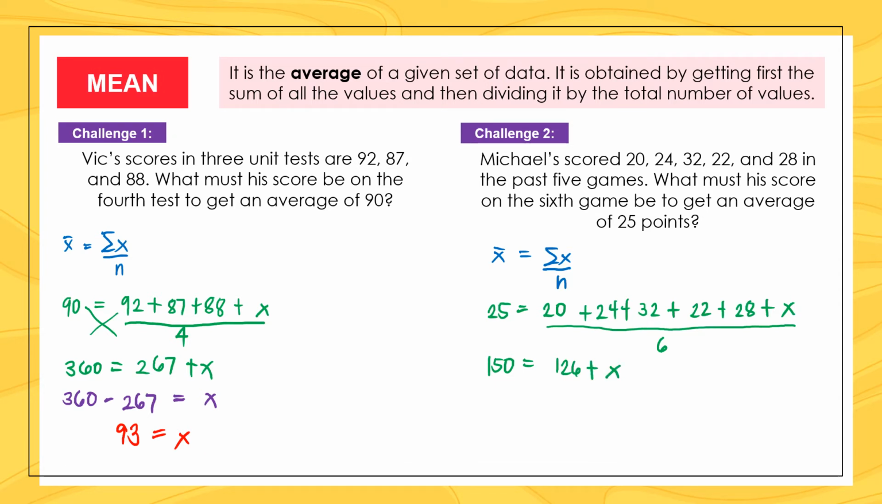Using the transposition method once again, we will have 150 minus 126. As you can see, I transposed 126 to the other side, so it becomes a negative number, is equal to x. So 150 minus 126 will be, of course, 24. Okay, so this is the score that Michaela should have at the sixth game for him to have an average of 25 points. Did you get this correctly? If yes, very good. Good job on that one.